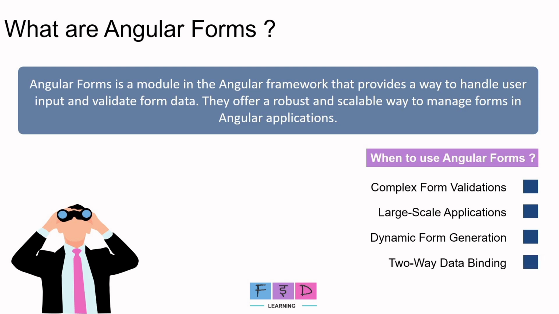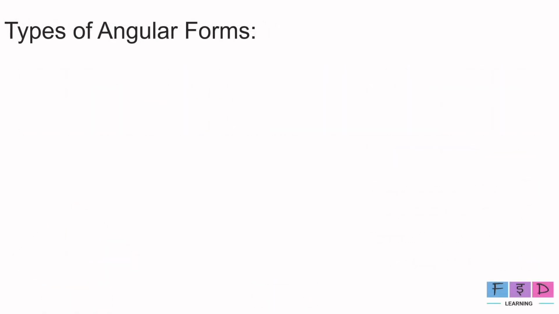Angular forms provide two-way data binding, which means that changes to the form data are automatically reflected in the component's properties. So by using Angular forms, we can enable users to perform various data entry tasks and streamline our development process to build more robust and user-friendly applications. And Angular provides two types of building forms.